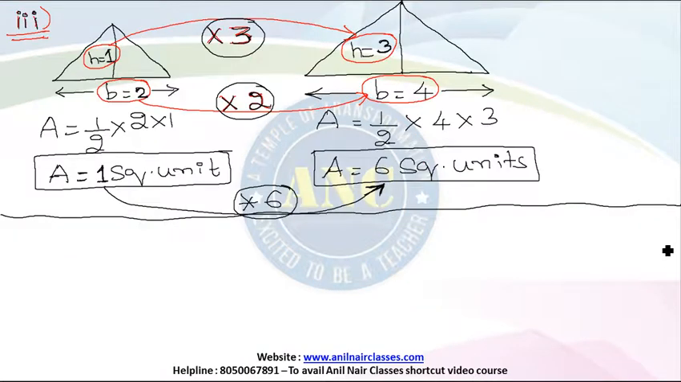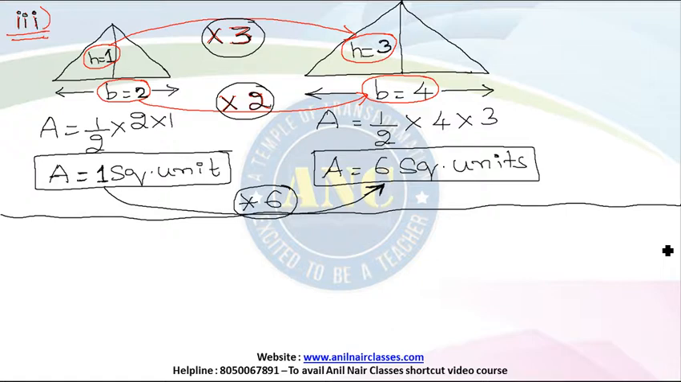And the third case I discussed is, what if height is also not constant, base is also not constant? Height is 7 times of original height, base is 3 times of original base, then area becomes 7 into 3 times of original area. That means 21 times of original area. I have taken some numerical values and explained it for your better understanding. That is my case number 3.